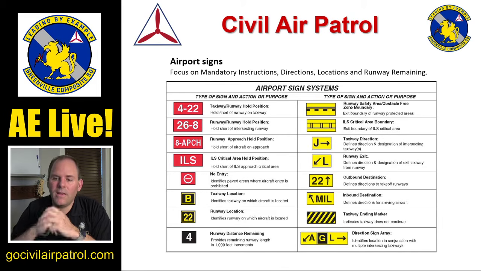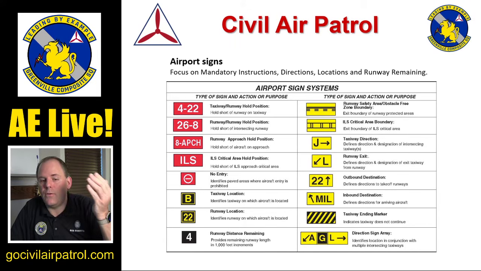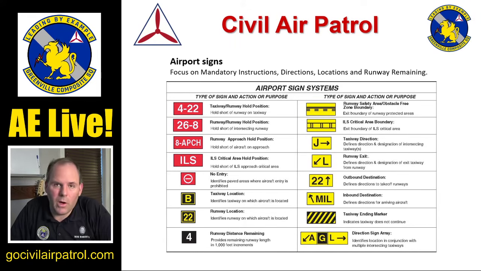And then finally, the rest of the signs really are for directions. And so if we had two signs next to each other, if we had the black sign with the yellow B, and it was next to the yellow sign with the black J with the arrow, that would tell you that you're on Bravo, you're on taxiway Bravo. And if you made a right, you'd be going to Juliet.